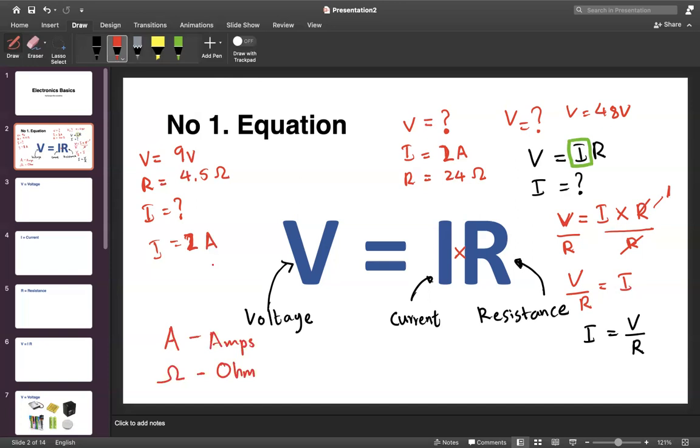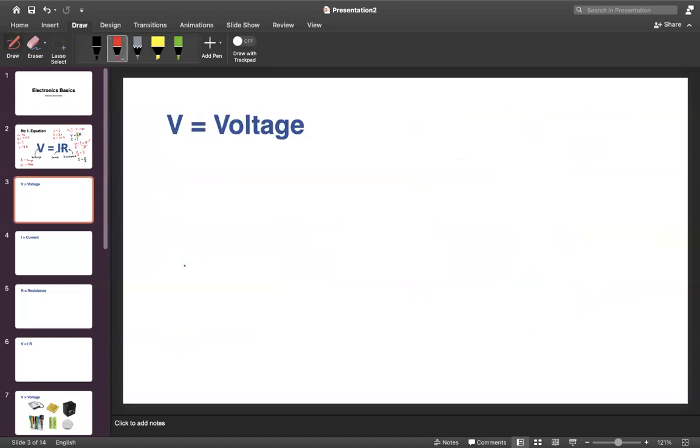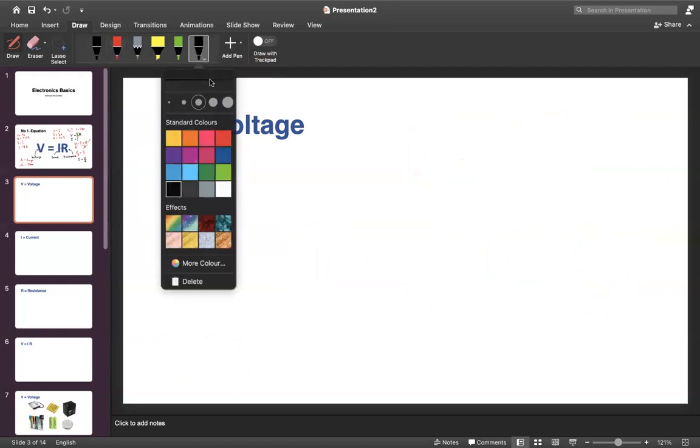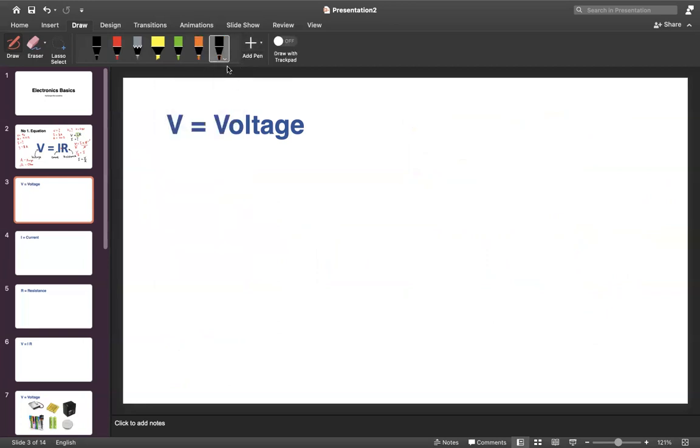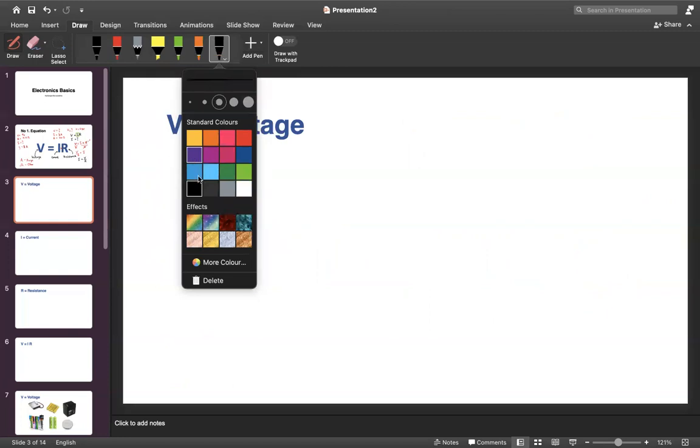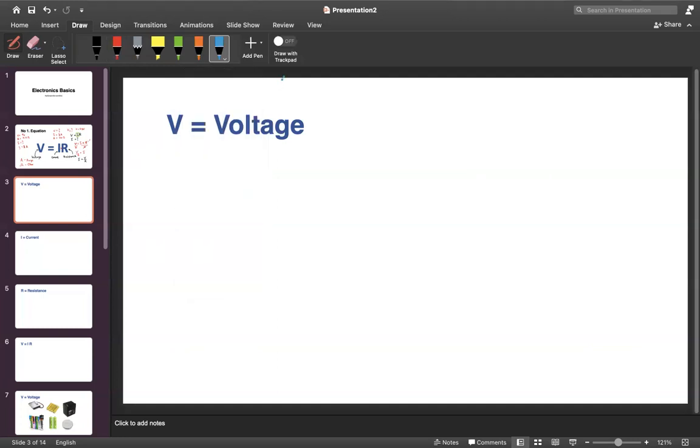So let's move on then, okay? So voltage. I'll make this a PDF and I'll put it to the group, so that you can refer to it later. Let me have a few more colors. Okay. So voltage.